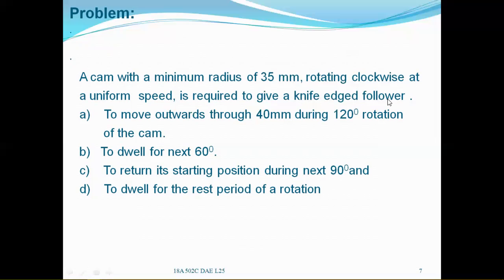to move outwards, that means outstroke or angle of ascent, through 40 mm. The stroke of the follower is 40 mm during 120 degrees of rotation of the cam. So the outstroke is 120 degrees and the stroke length is 40 mm. And next it is to dwell for the next 60 degrees and to return to its starting position during the next 90 degrees of cam rotation.